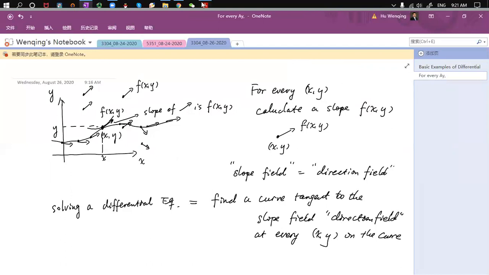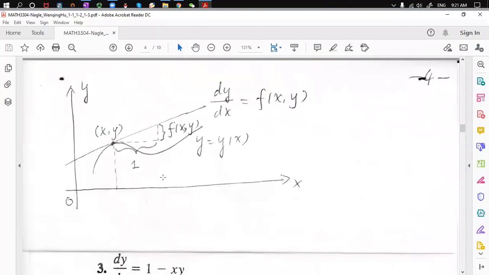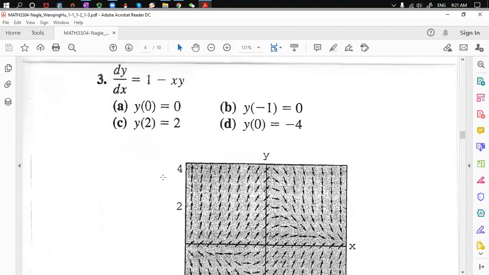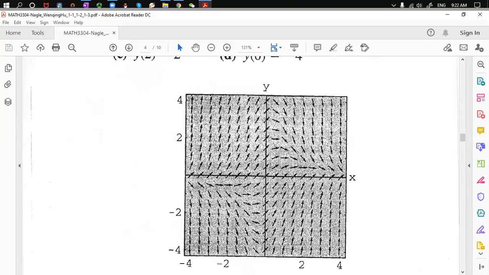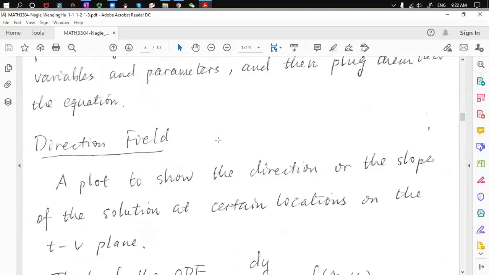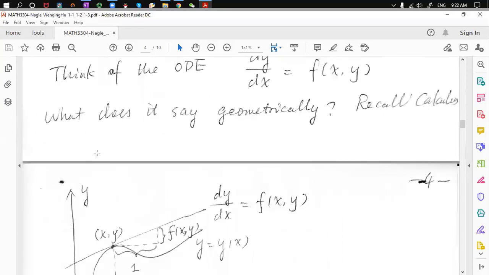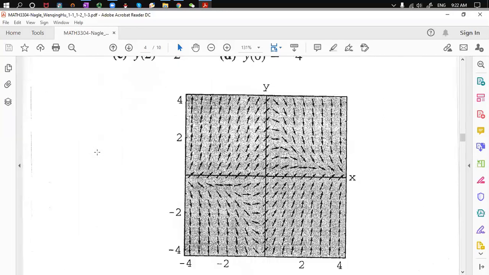Okay, so here I want to show you some examples. For example, let us consider this differential equation. The differential equation has the form dy over dx is equal to 1 minus x multiplied by y. Now, without even solving this differential equation, can you find the slope field? Well, the slope field is something like this, right? So now let me say I want to draw a very approximate direction field.